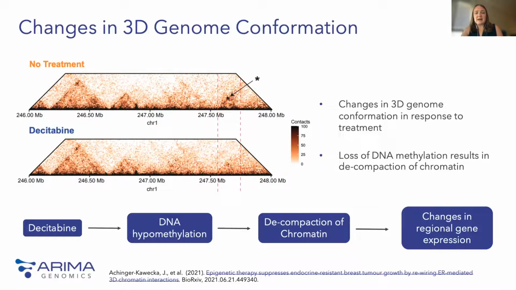Now, what we think is happening here is that the drug decitabine is inhibiting DNA methyltransferase, causing the hypomethylation of the DNA in the treated samples. And the loss of this methylation leads to decompaction of the chromatin and subsequent changes in the 3D conformation, which in turn affects the expression of genes in that region.